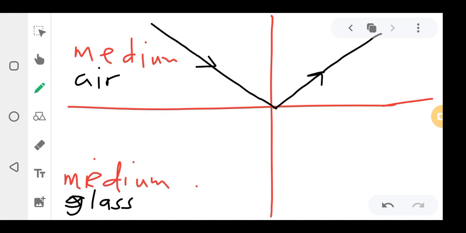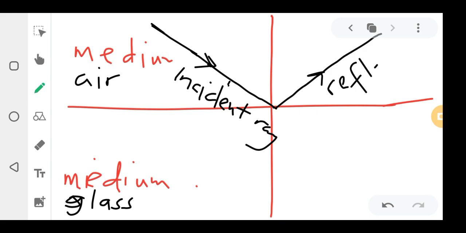Now, the ray of light entering is called the incident ray. I don't know if you can see the spelling properly. The ray of light entering is called the incident ray. And then the one that comes out this side is called the reflected ray, with an E.